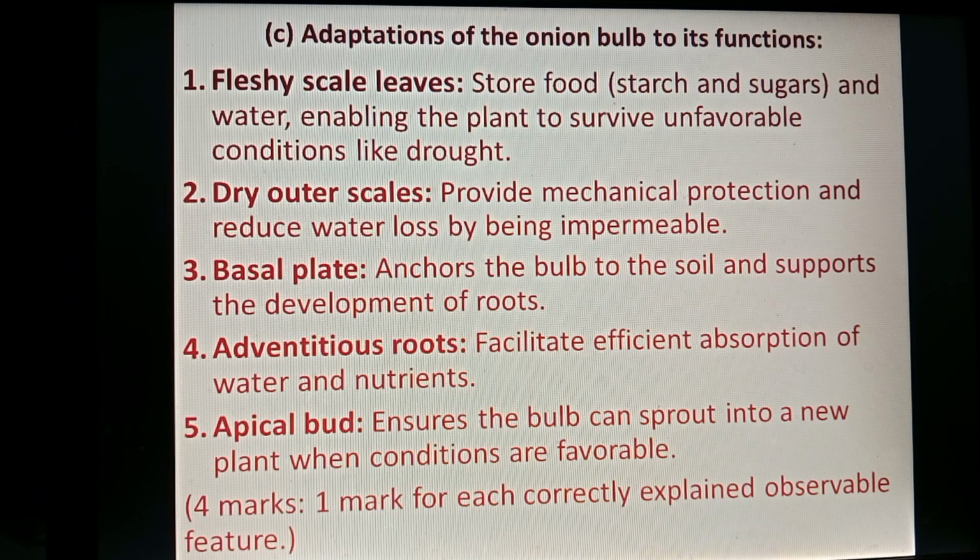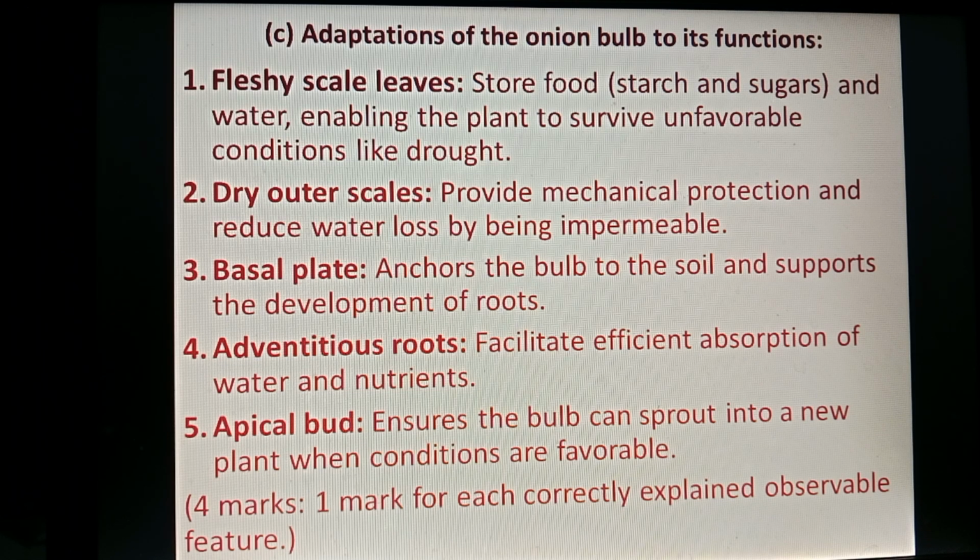Adaptation of the onion bulb to its function. This one is now mine, the structured way of looking at it. So 1, fleshy scale leaves store food or starch and sugars and water, enabling the plant to survive unfavorable conditions like drought. Dry outer scales provide mechanical protection and reduce water loss by being impermeable.